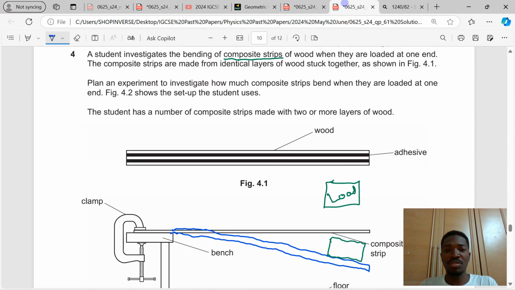The fourth question, the first question is always on planning. Let's go.